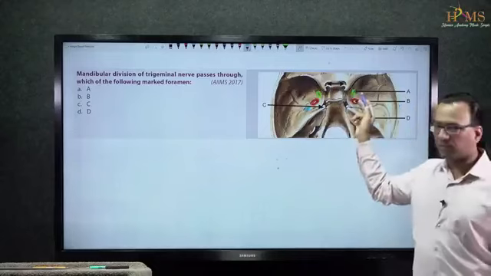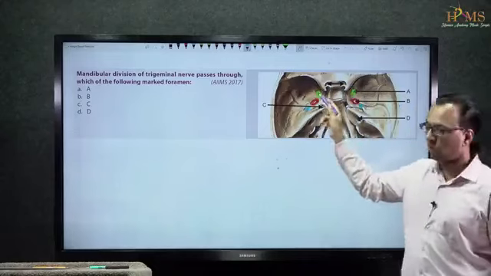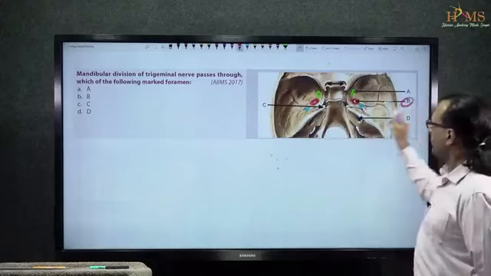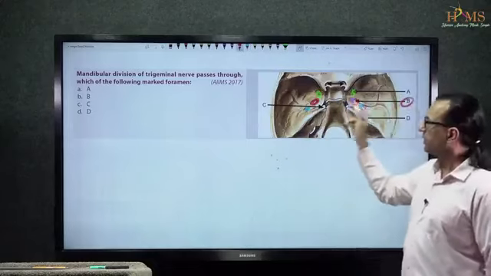Understand, the foramen rotundum will have the maxillary nerve passing through it to supply the bone maxilla. The foramen ovale, that is marker B, is where you have the mandibular nerve, a branch of the trigeminal nerve, passing.